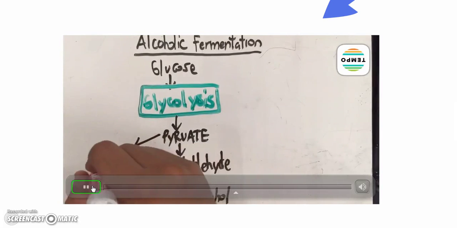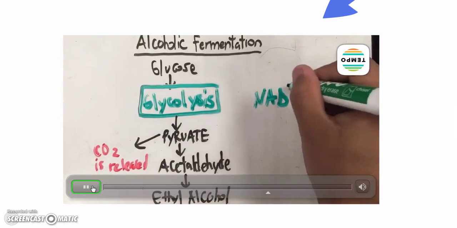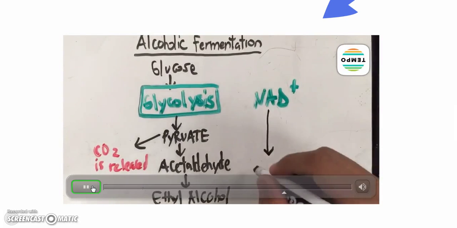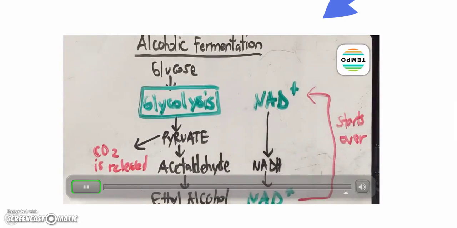And going from pyruvate to acetaldehyde, carbon dioxide is released. NAD+ adds an electron and becomes NADH, which then loses an electron to ethyl alcohol and becomes NAD+, thus being able to go through glycolysis and producing more ATP. Fermentation is just an expansion of glycolysis that continuously generates ATP by substrate-level phosphorylation, and for this to occur there needs to be a supply of NADH.